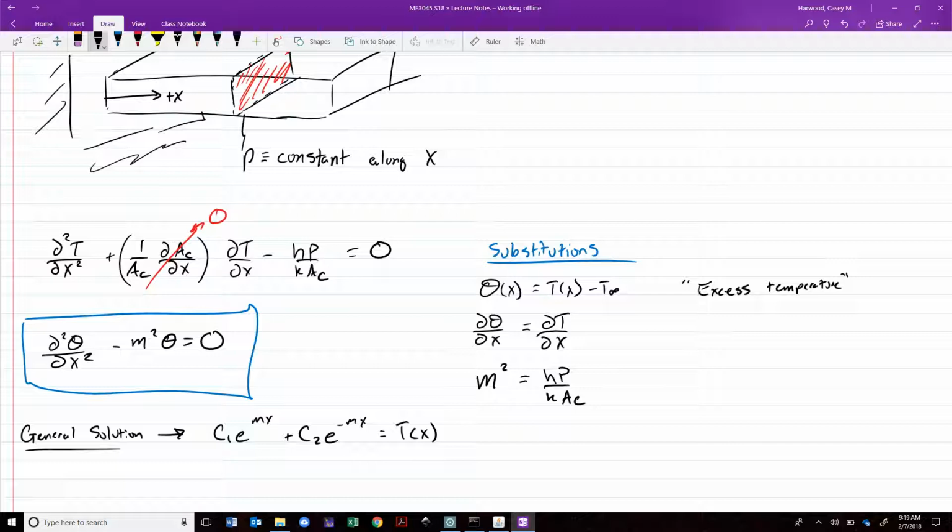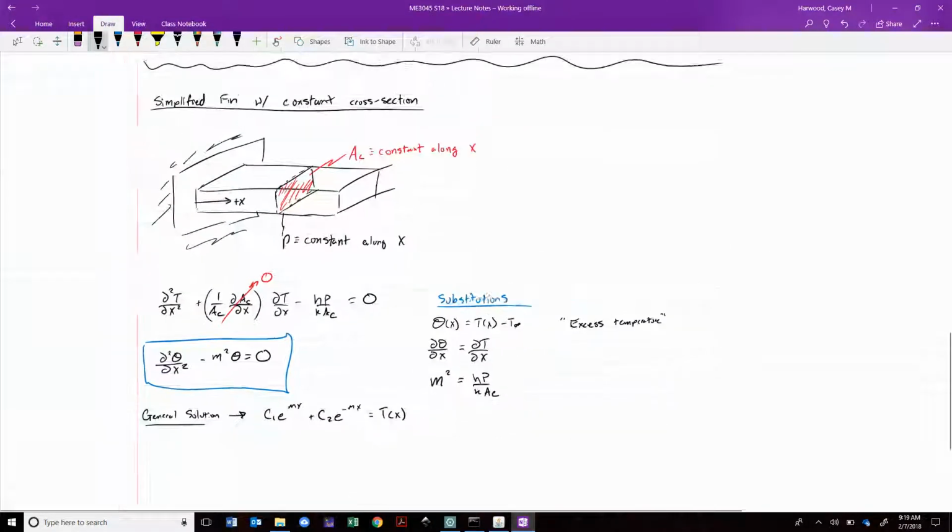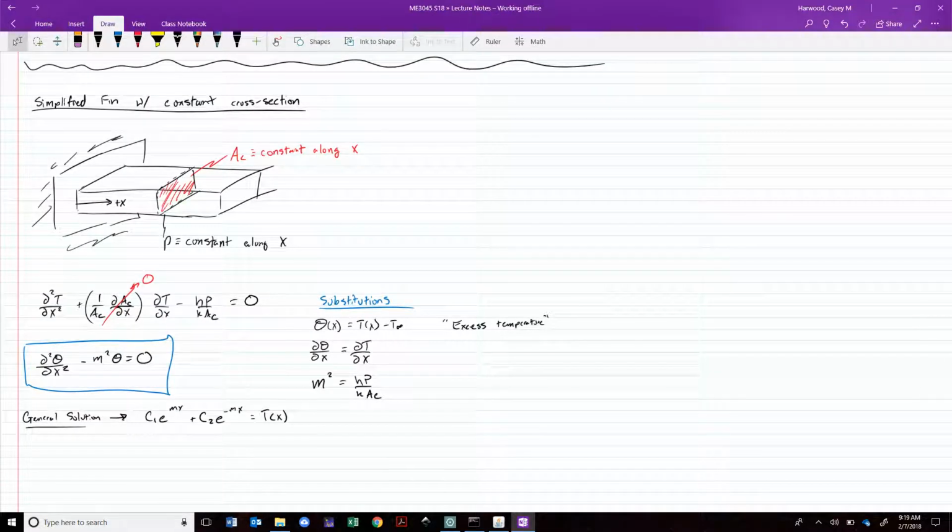Just as in the case of the heat equation, which values C1 and C2 take will depend on the boundary conditions for the problem. So you've got to know something about the temperatures or the heat fluxes at different positions along the fin, and those are the situations we're going to talk about in the next lecture. So that wraps up the pin equation.